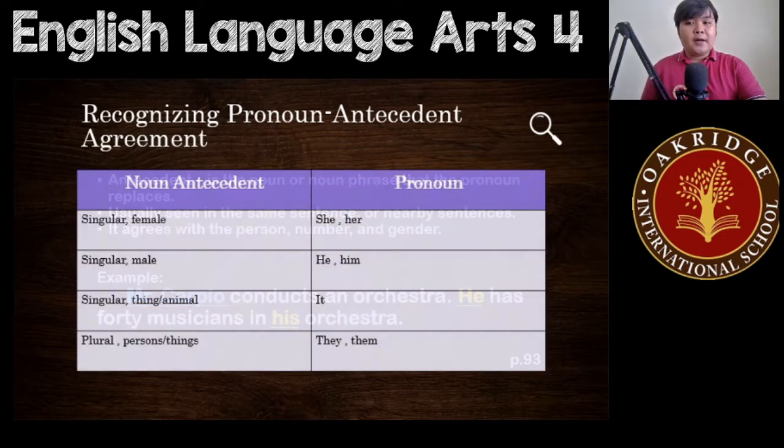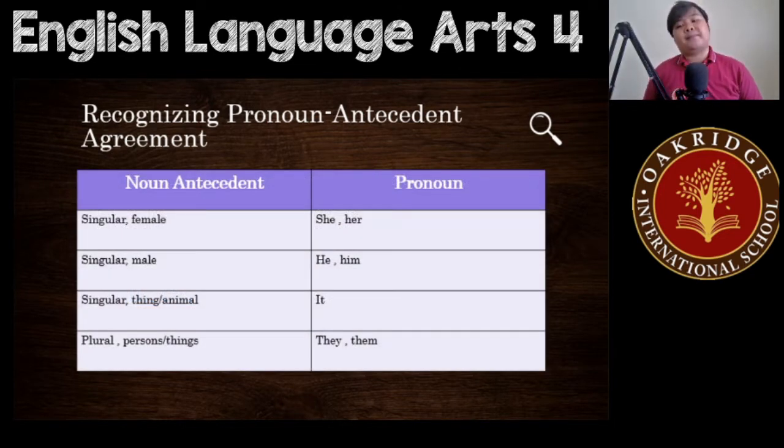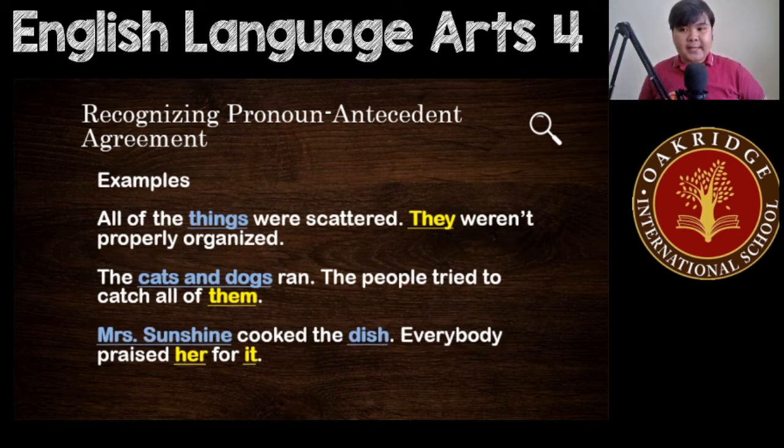So here's a simple chart for you guys to remember. If the noun antecedent is singular and it's a female, you would use the pronouns she and her. If it's a singular male, you would have he and him. If it's singular and it's a thing or an animal, you would use it. If it's plural and it's persons or things, you would use they or them. Here are more examples.